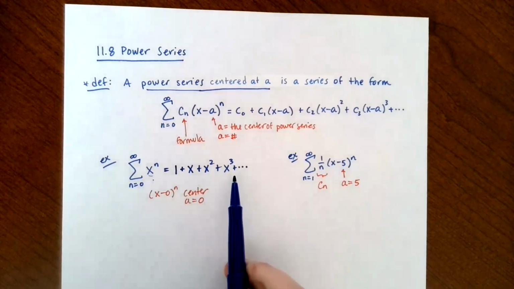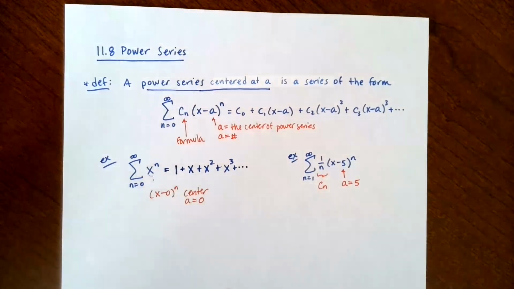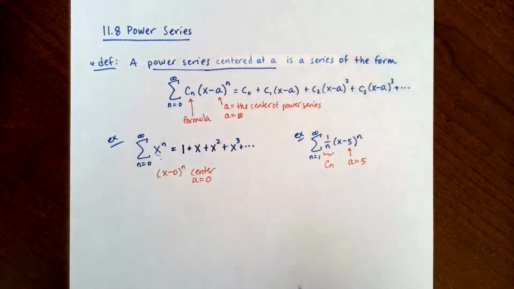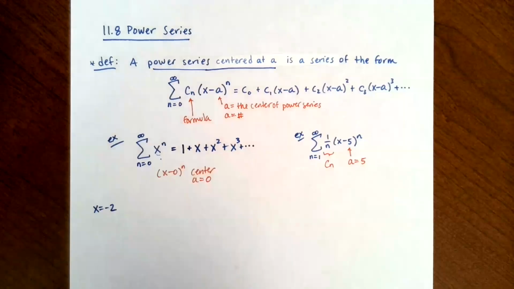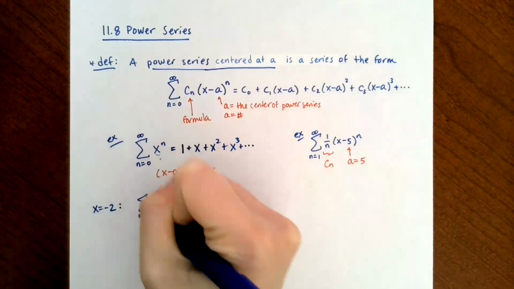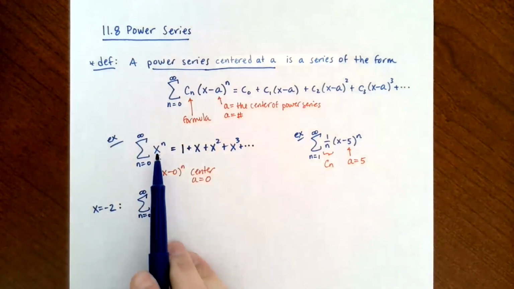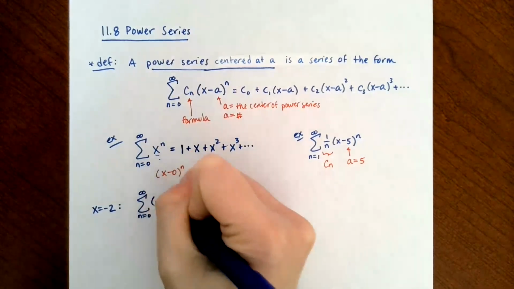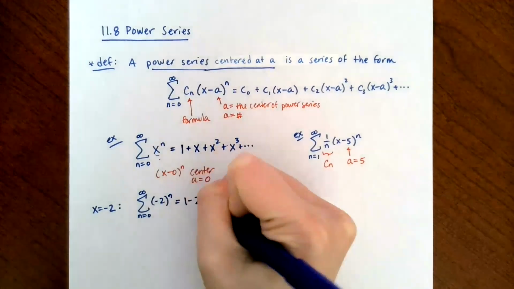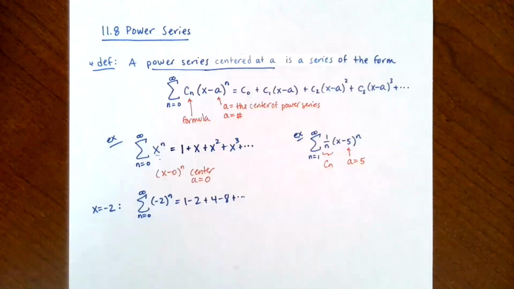So for this power series, if we choose to plug in a value for x, we create one single just regular series, which either converges or diverges. So we can pick random x values. Let's say x equals -2. I'm just picking random numbers here. If I plug that into my power series, I'm going to put a -2 where the x is in this formula. So I get (-2) to the n. And that creates just a regular series. So that's 1 minus 2 plus 4 minus 8, and so on.